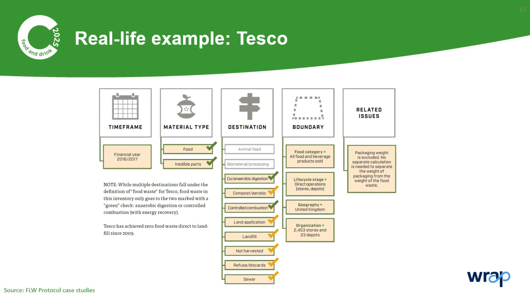In terms of boundary, they've reported against all food and drinks that they sell. They've reported their stores and depots, so their direct operations for the UK. And they put the detail there of how many stores and depots are actually included in that. And then as you can see, they've clarified that packaging weight has been excluded as expected.